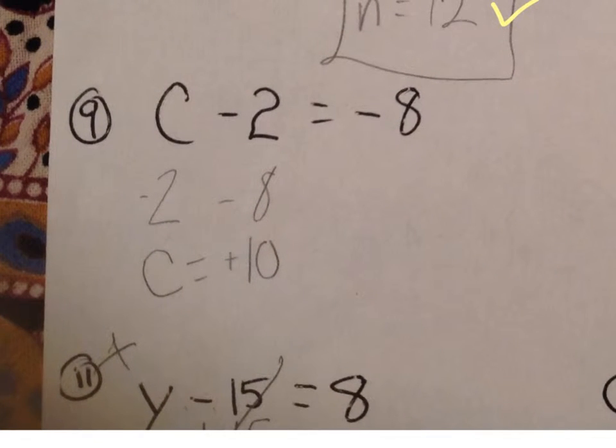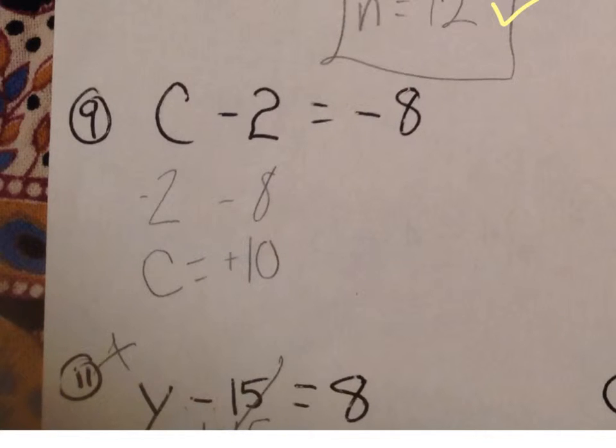We always need to get the variable by itself. So the first thing we're going to do is add whatever number, or do the inverse operation of whatever number is next to the variable. And in this case, it's a negative 2. It says c minus 2 equals negative 8. So if it's minus 2, we're going to have to do the opposite.